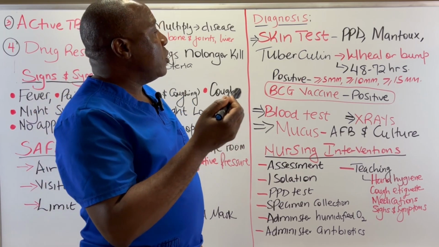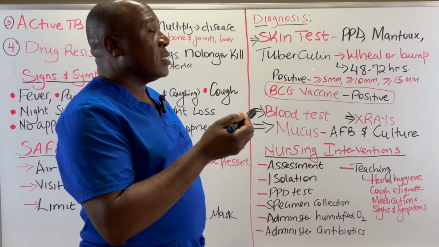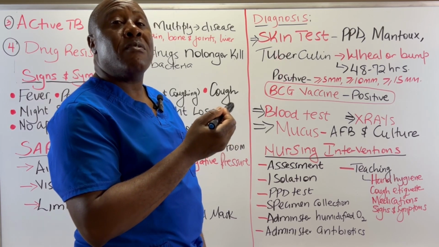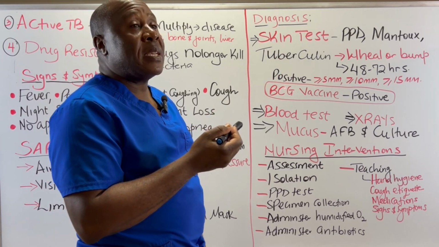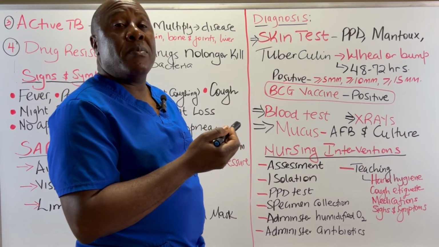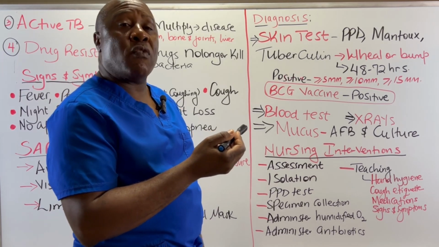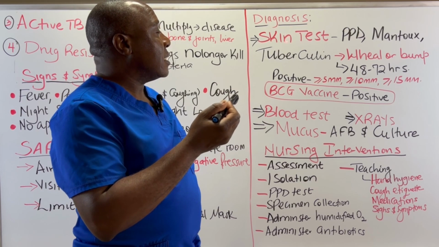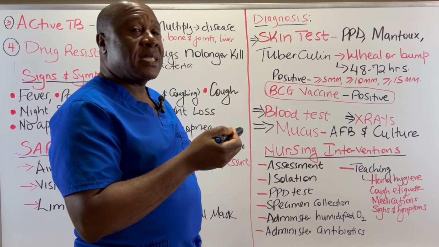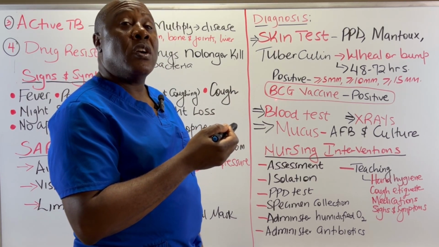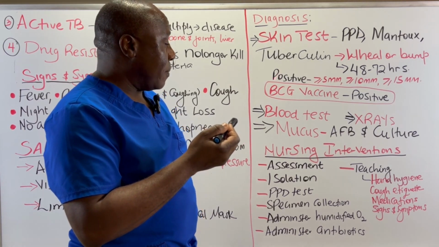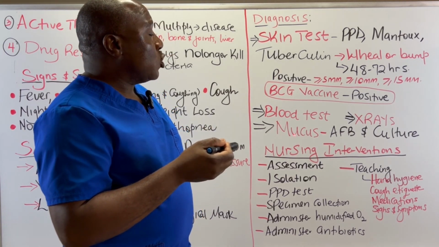Remember, a positive outcome simply means that your body was once exposed to TB bacteria. And remember, we say that the TB bacteria could be in your body, but it's actually being taken care of by the white blood cells in those granulomas. So a positive skin test or a positive blood test only means that your body was once exposed to TB bacteria.